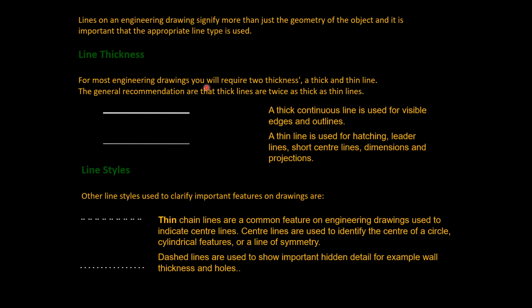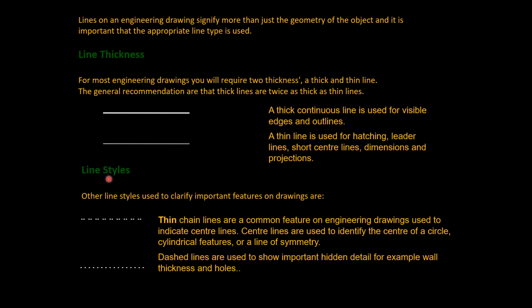For most engineering drawings, we only require two thicknesses, a thick and a thin line. A thick line is shown in the image. I now point my pointer towards the thick line, and now this is the thin line. A thick continuous line is used for visible edges and outlines. A thin line is used for hatching, leader lines, short center lines, dimensions, and projections.